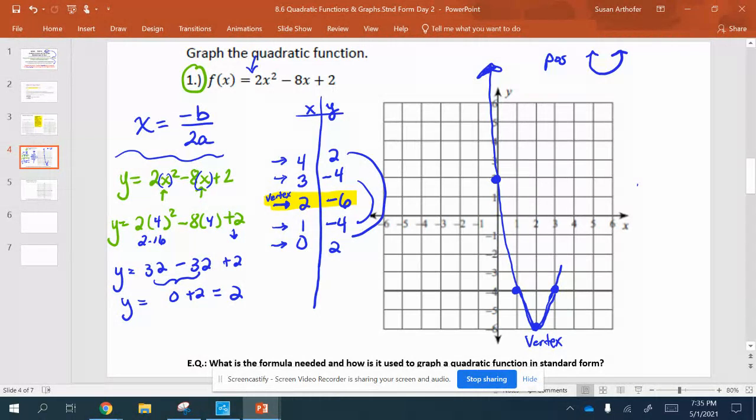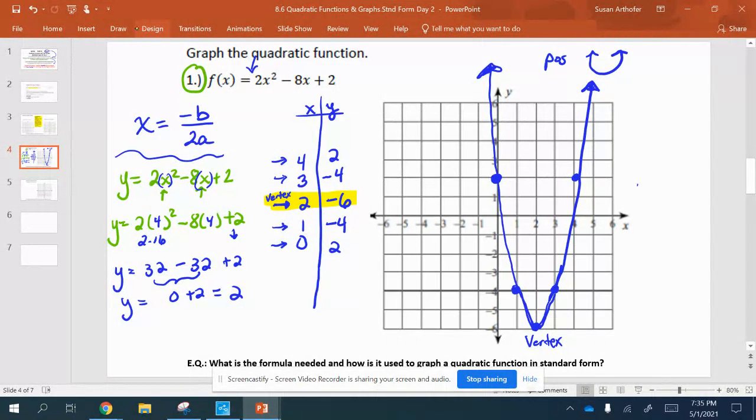And what do you know? That's the same number as the bottom. And that's that symmetry that we have with parabola. So I'm going to plot that point over 4 up 2, over 4 up 2. And you can see how the points are across from each other. And there we go. There's our parabola.